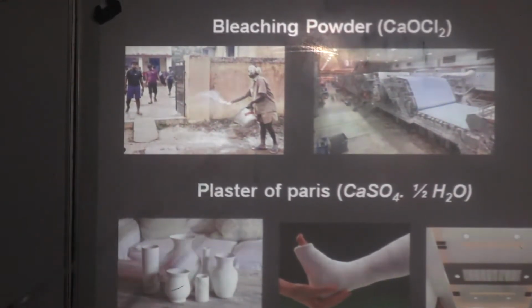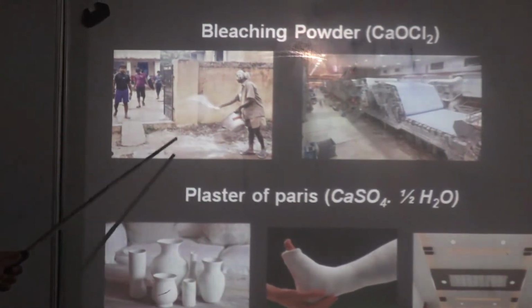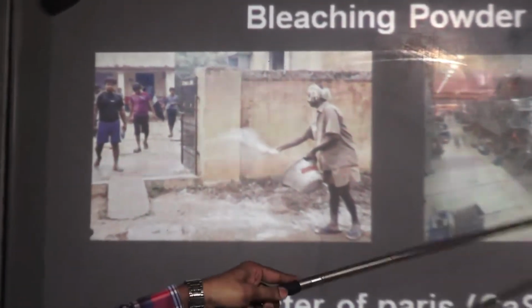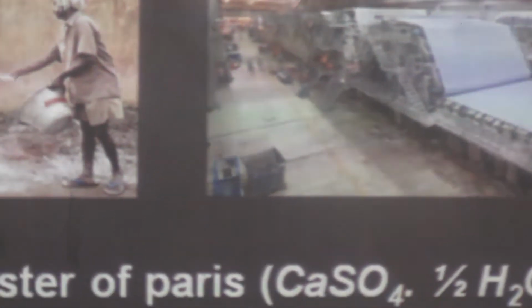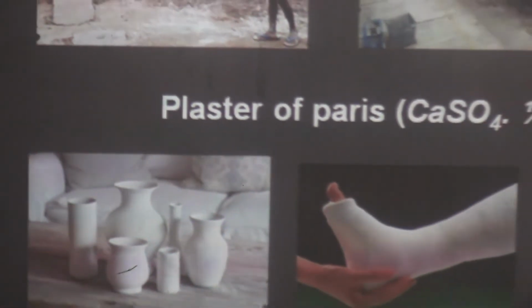Bleaching powder. This is the most important which we are using. The uses of bleaching powder: here it is used as a disinfectant, and here it is used in the cloth industry or paper industry. And one of the important things of bleaching powder, calcium oxychloride, CaOCl2.